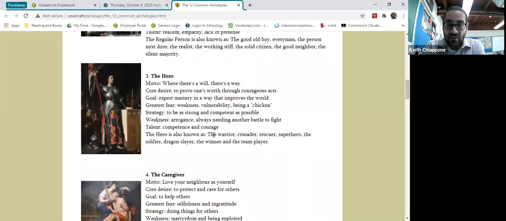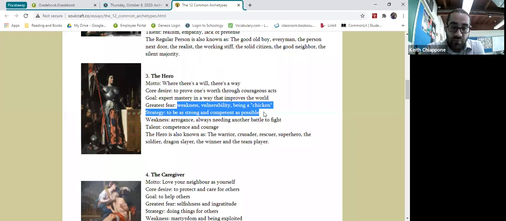The hero. This is your protagonist more often than not. The hero is sometimes called the warrior, the crusader, rescuer, superhero, the soldier, dragon slayer, the winner, and the team player. They want to be as strong and competent as possible. Often, though, they don't like being called a chicken. Think of Marty McFly in Back to the Future.